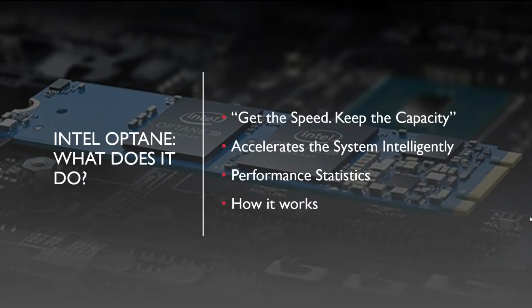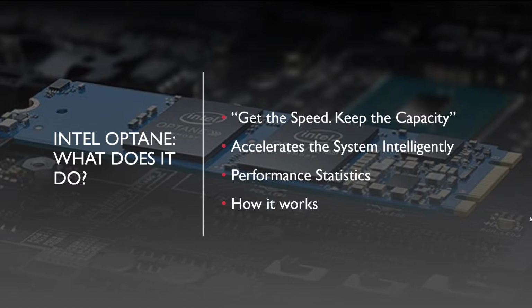So Intel Optane, what does it do? Their motto is get the speed, keep the capacity. And Intel Optane was released in 2017. It's actually a brand new class of memory. It's basically a high capacity storage that can be sped up. It basically allows for high capacity storage to be sped up while maintaining affordability since it's still cheaper than an SSD.